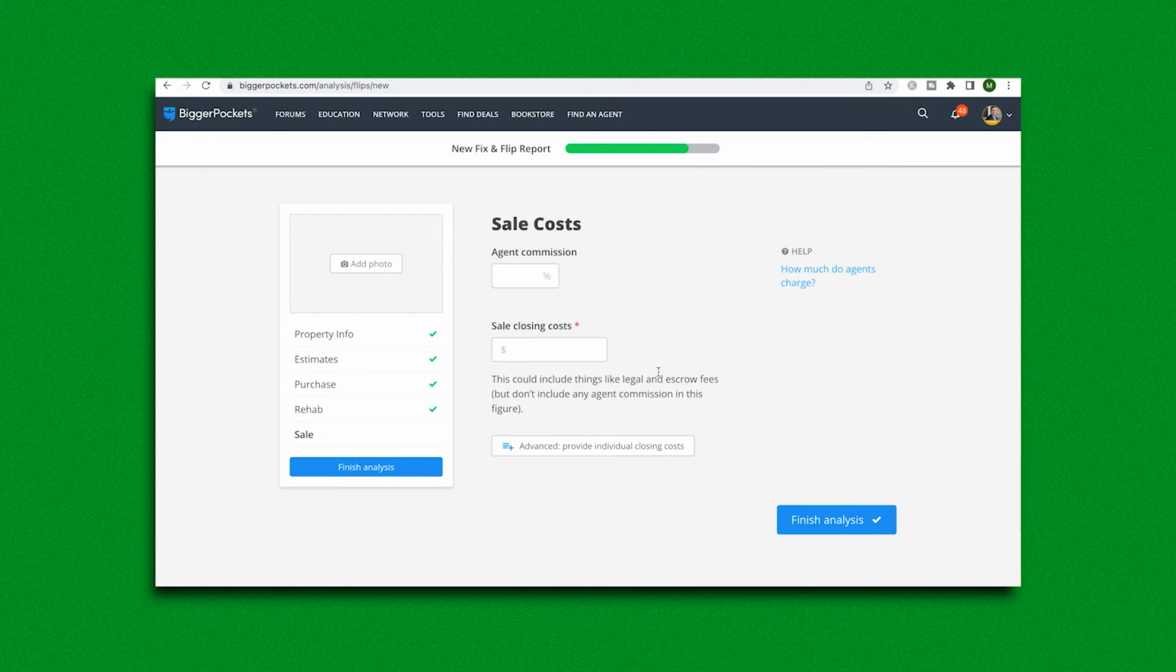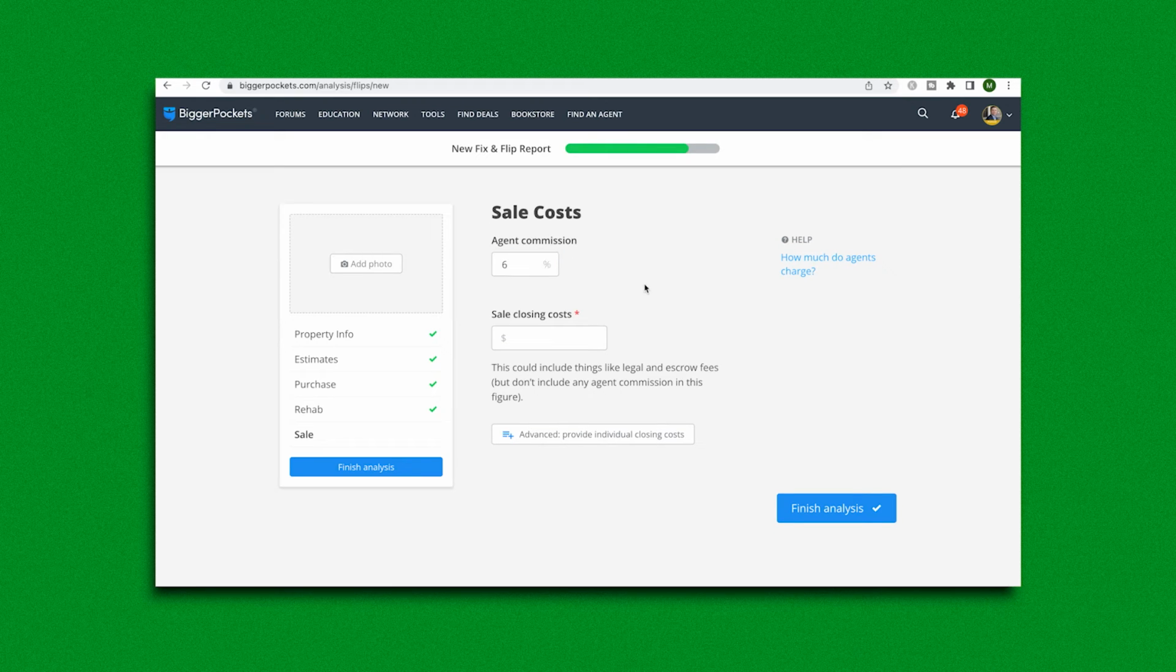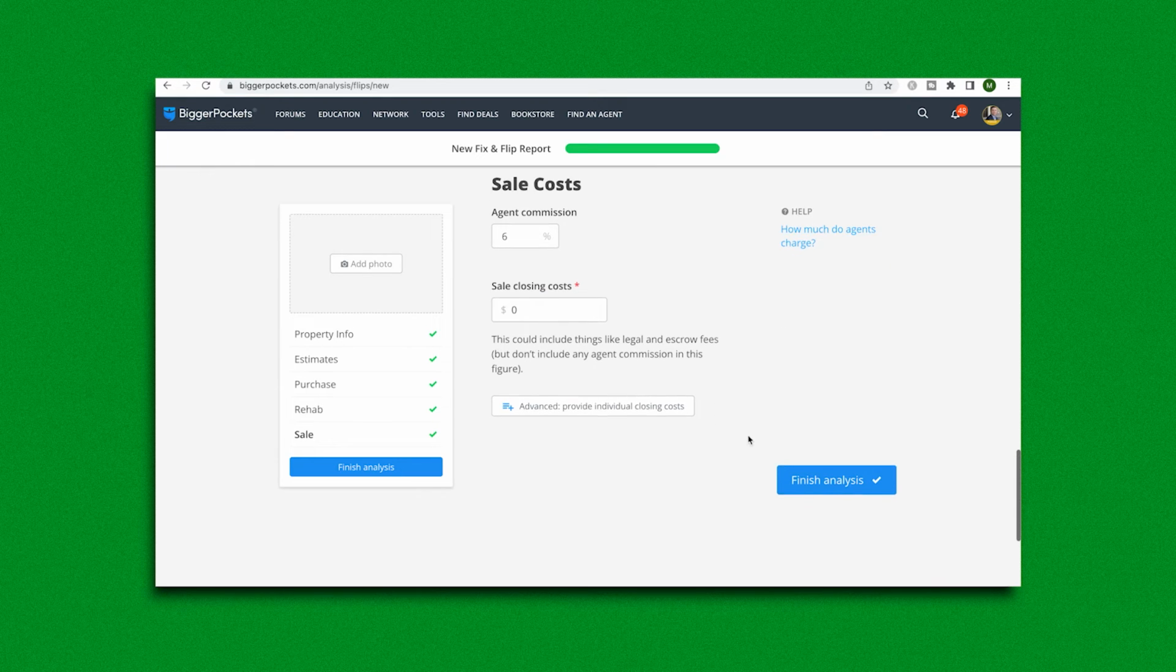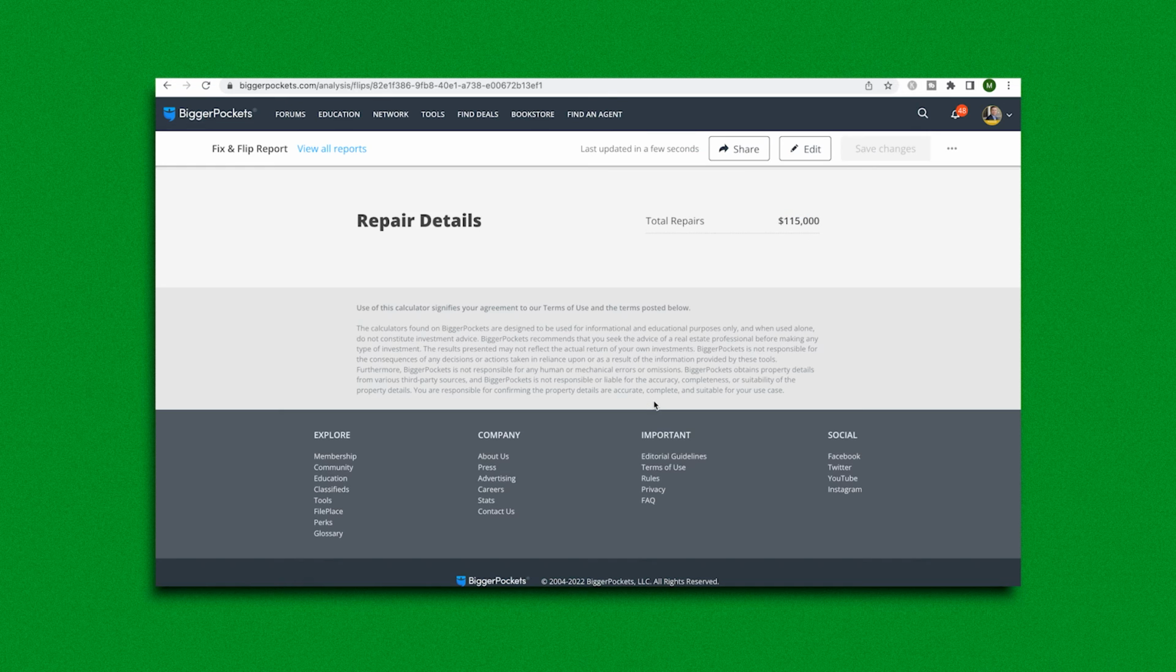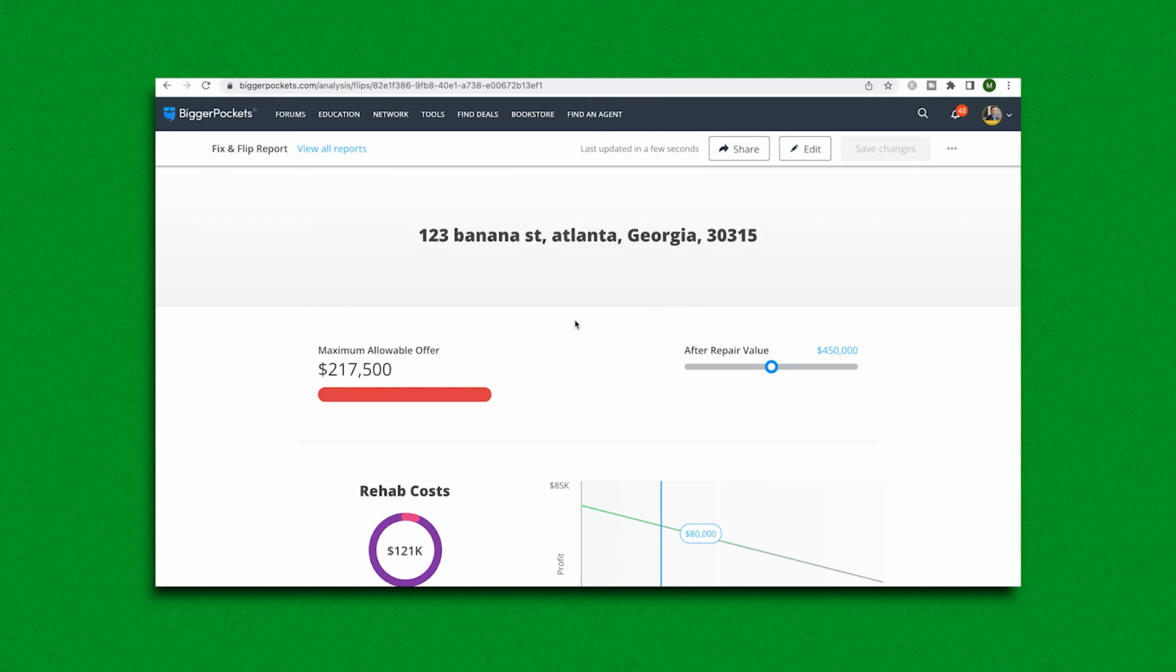So that's pretty generous. Agent commission, we'll say 6%. Sales closing costs, I'll put 0. I don't know about you. In my market, the buyer right now is usually paying those costs. So I wouldn't worry about having to pay too many of those, although you might depending on what market you're in. So here you have it.